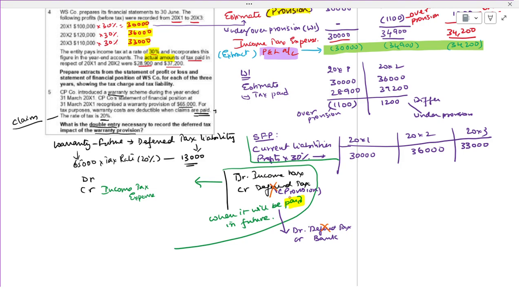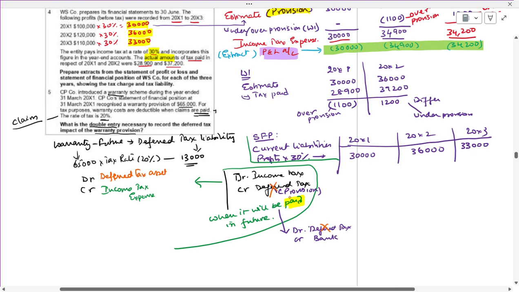Now when we are creating a provision for the warranty, we are setting aside some amount. We are setting aside in the form of what? Deferred tax asset. First time you are doing, is it? Just keep it in mind. It is a little bit new for you. Okay, I'm telling you in advance.